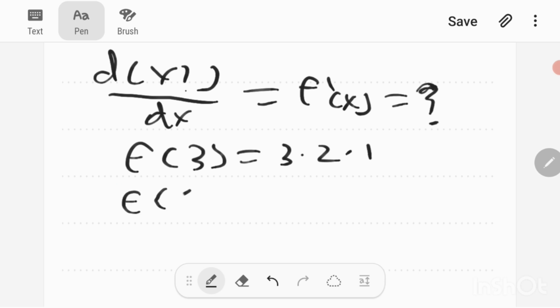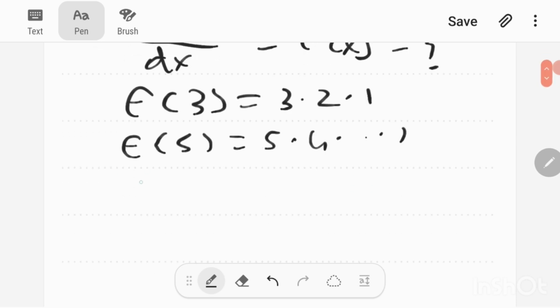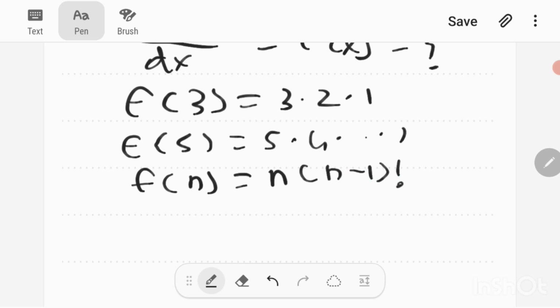factorial. So we know f of 3 is 3 times 2 times 1, f of 5 is 5 times 4 times 3 times 2 times 1. I'll just go all the way to 1 and denote the general idea with n, that f of n can be rewritten as n times n minus 1 factorial.